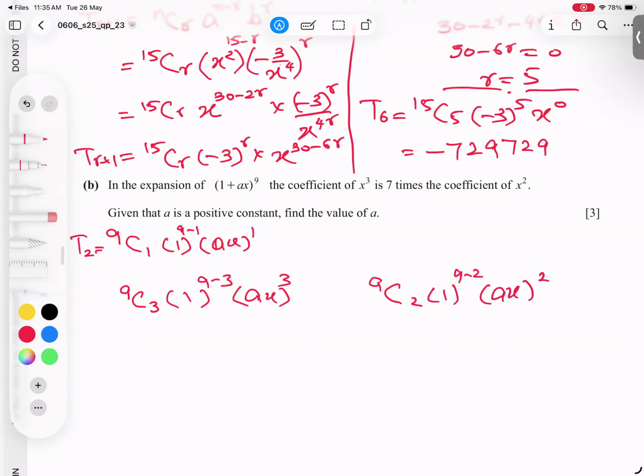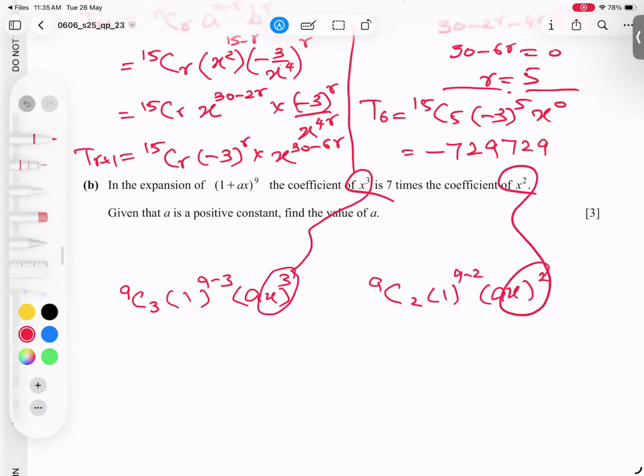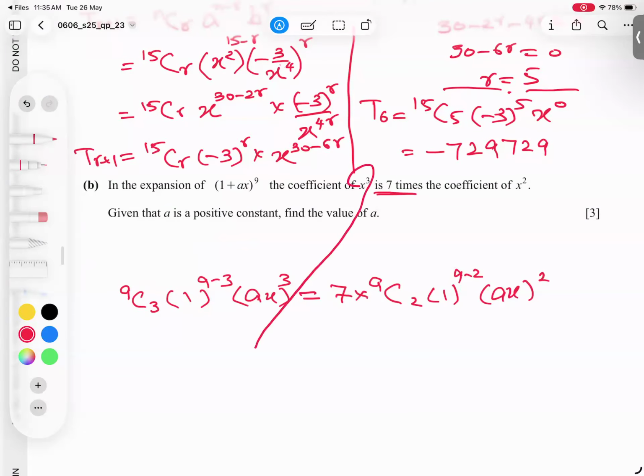Okay, done. I hope this part is clear. I will get x cubed from here and x squared from here. But he said, what is 7 times? I put an equal sign in the middle and put 7 times to that. 7 times is multiply. But he said coefficient, so I will not take x cubes.